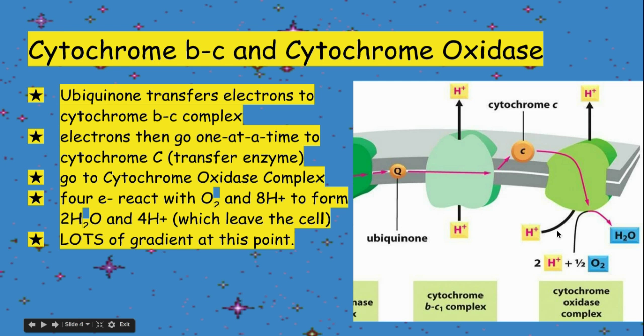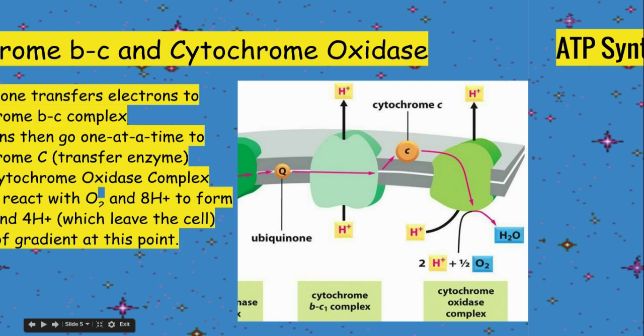And as soon as 4 electrons are inside the cytochrome oxidase complex, they take 8 hydrogen ions and 1 oxygen molecule, or O2, and create 2 water molecules, and 4 hydrogen ions can then go on the other side of the phospholipid bilayer. And what that does is it further increases the hydrogen ion gradient that has been present, which James will talk about next.